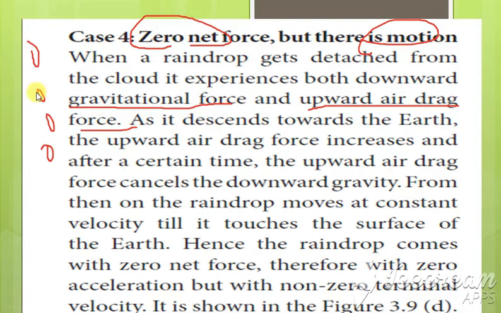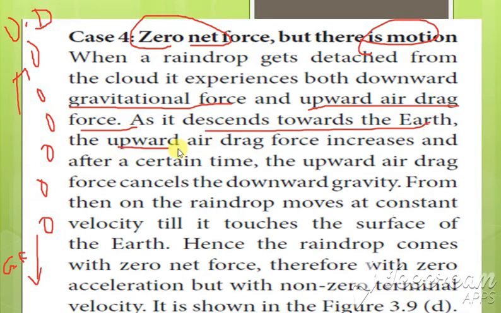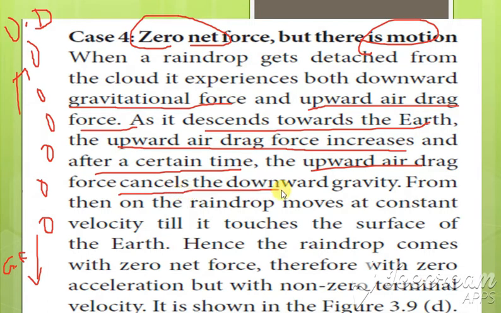So when it is coming down like this, what does it experience? There is a gravitational force downward. So there is a gravitational force downward and a force upward, which is called the upward drag force. So a gravitational force downward, an upward drag force above. As it descends towards the earth, the upward drag force increases and attains, and after certain time the upward drag force cancels the downward gravity.